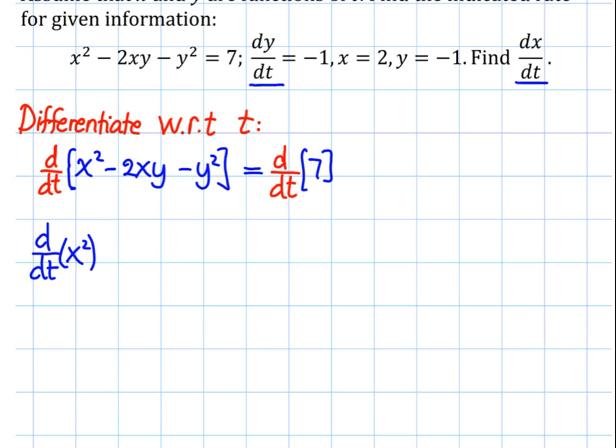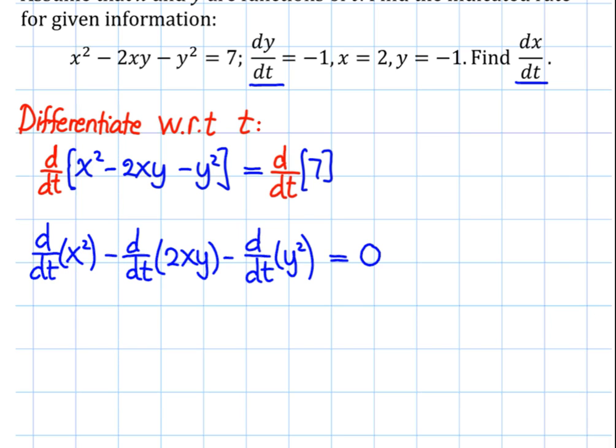of x squared minus d over dt of 2xy minus d over dt of y squared. As mentioned before, the derivative of 7 with respect to t is 0. Right. Now let's focus on the derivative of x squared and y squared with respect to t.